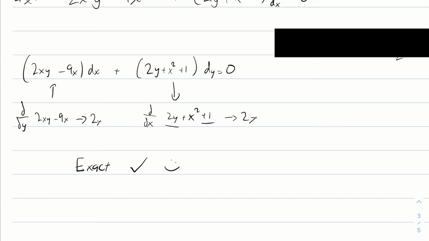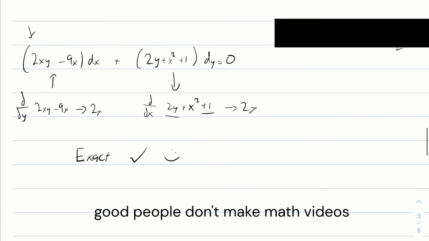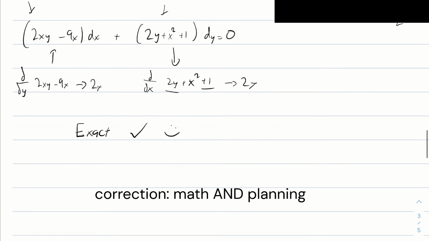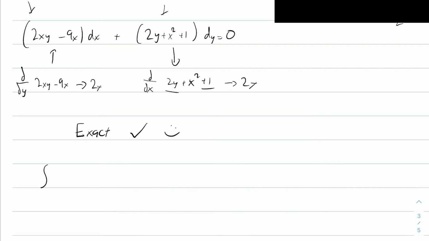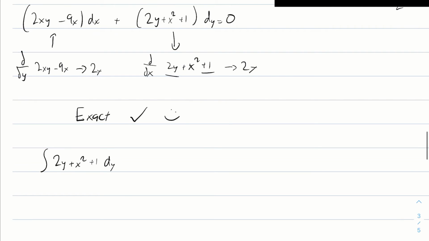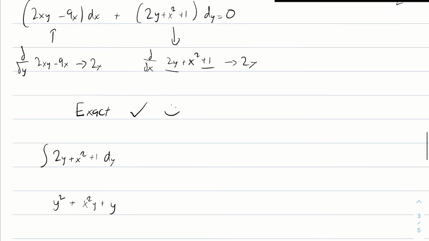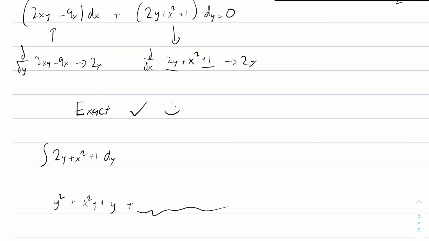I think when I was initially doing the problem, I did that one. I'm just bad at planning. We're going to integrate this one. So what we do is integrate 2y plus x squared plus 1 dy. We get y squared plus x squared y plus y. And that's great. And then there's going to be some term out here, which is a function of x, but we're not going to worry about that right now.